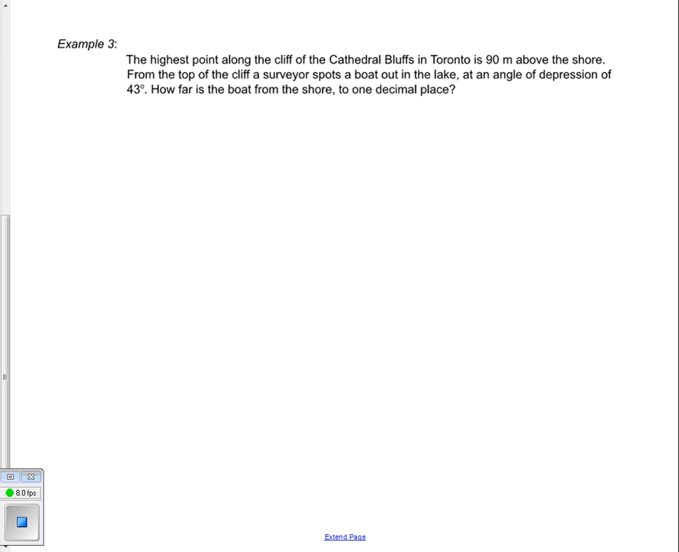So first thing that we need to do is draw the diagram. It says that it's the top of the bluffs. Bluffs is a cliff. So in Toronto it says that it's 90 meters up, so this particular height is 90 meters. Then we've got the lake, my lovely rolling lake. And we're going to draw in the boat, my lovely little boat. So there's someone standing at the top.